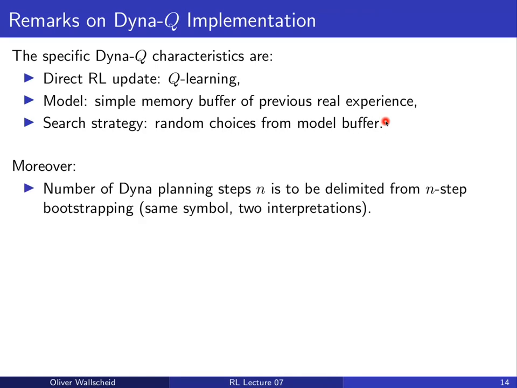A hint here is that by nomenclature, we have called these internal planning steps also small n. And this has to be delimited from the n-step bootstrapping, as we have discussed last week. So n-step bootstrapping is something different. Of course, same symbol, but two interpretations. N-step bootstrapping was how many real sampled reward steps we take into account before we use a bootstrap estimate in order to perform some value or action value estimation.